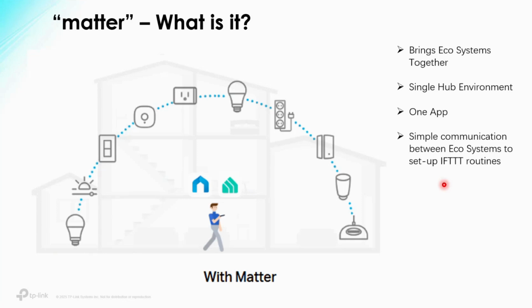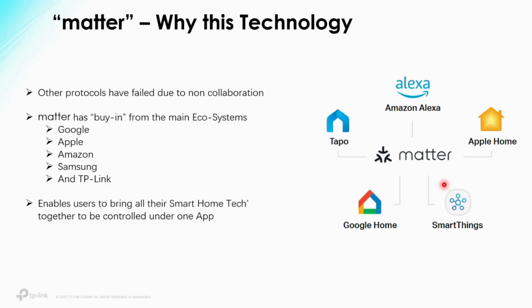And trying to set up the if-this-then-that routines, where if you open the door, the light turns on, the camera takes a snapshot, or all those sort of things become much easier. So why is Matter actually the technology that seems to be going to take over? As I said, there's been a few attempts from other technologies in the past. So why is Matter going to be successful?